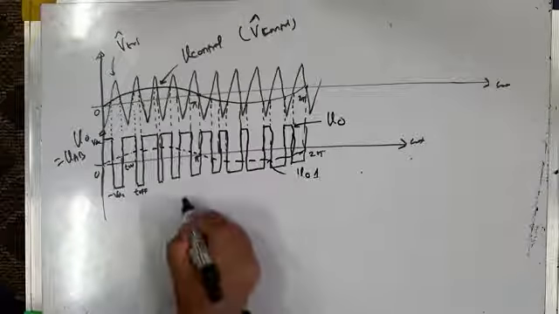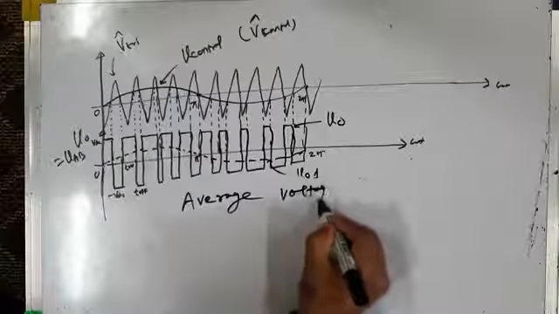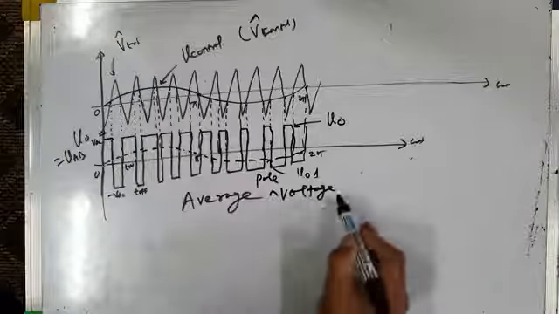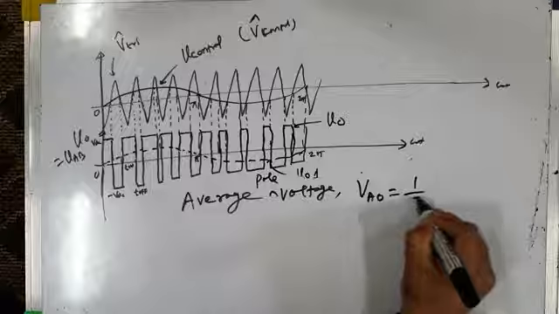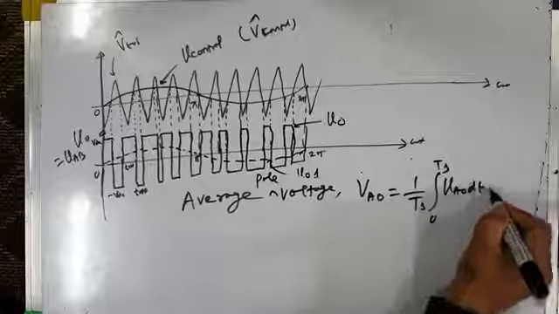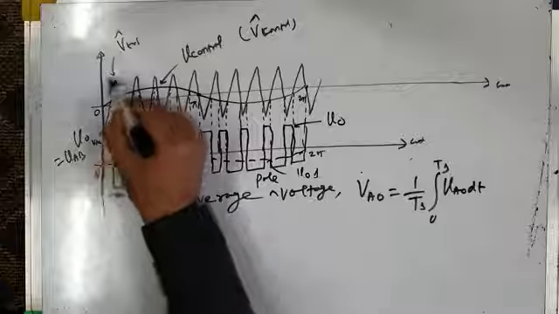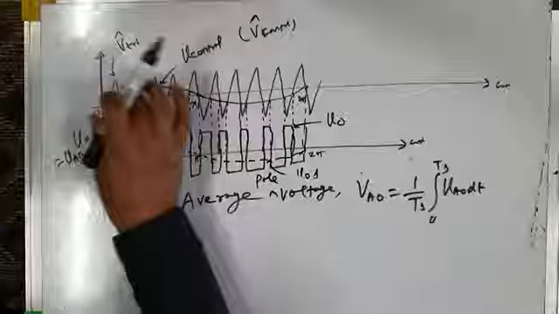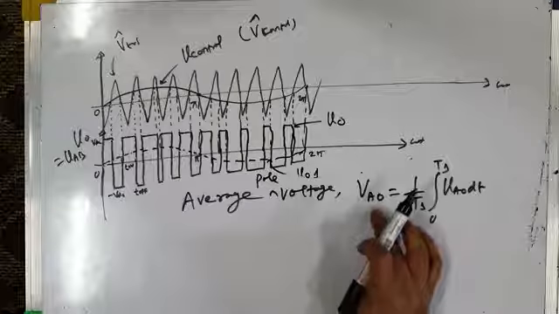For the inverter output, I will write here the average voltage. Although here I am not taking the pole voltage, I am taking the output voltage. If I take the average pole voltage, say VAO, that is given by 1 by TS integration 0 to TS VAO dt. This is the formula. TS means it's the carrier cycle. This is one carrier cycle, its time period is TS. In this, find the average pole voltage: in the first carrier cycle, then the second carrier cycle, third, fourth, all the carrier cycles. In one carrier cycle, this is the average pole voltage.